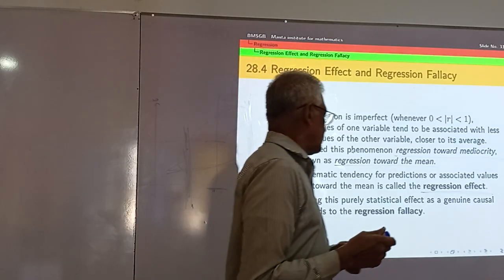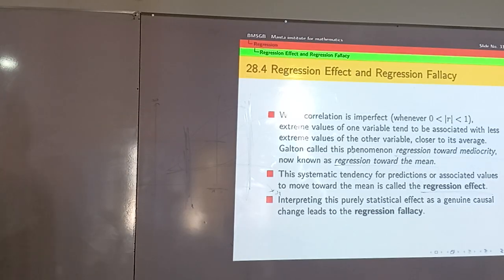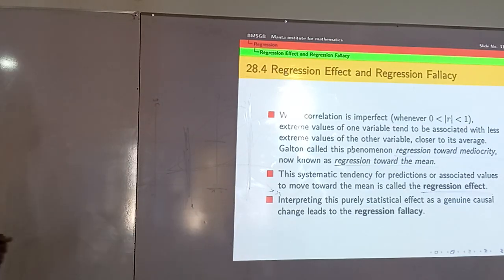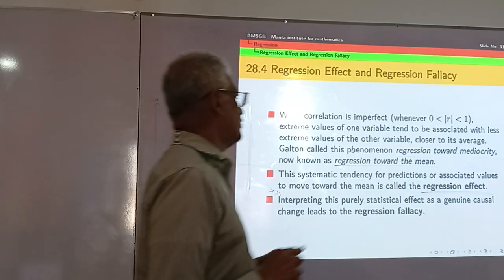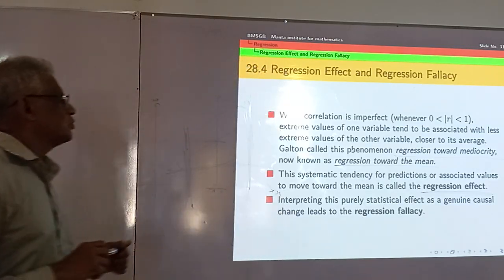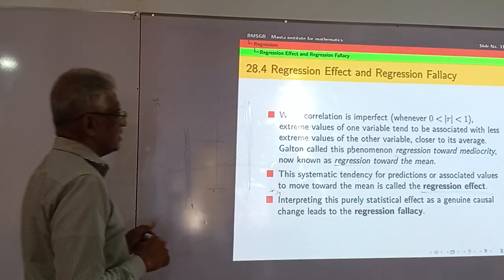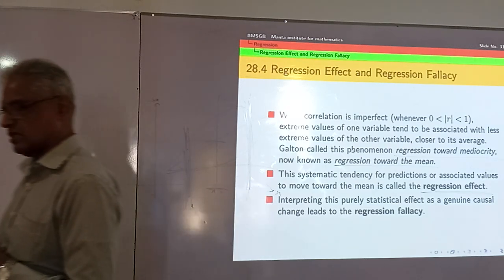Regression effect. If somebody interprets the regression effect as something caused by some practical factor, that explanation we call the regression fallacy. Right? That explanation is called the regression fallacy. Interpreting this purely statistical effect as a genuine causal change leads to the regression fallacy. Right?